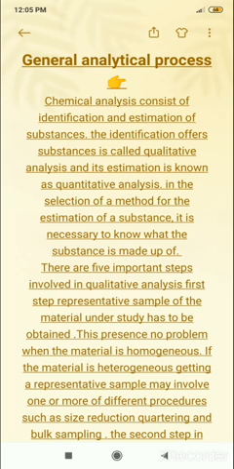And when we are finding out the quantity, or doing the estimation, it is known as quantitative analysis. So we can say that chemical analysis is an identification and estimation of a substance. The identification is also known as qualitative analysis and estimation is known as quantitative analysis.